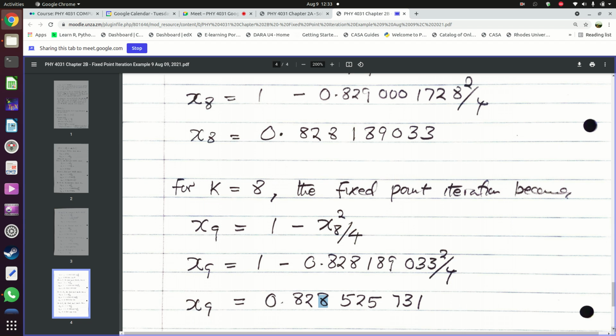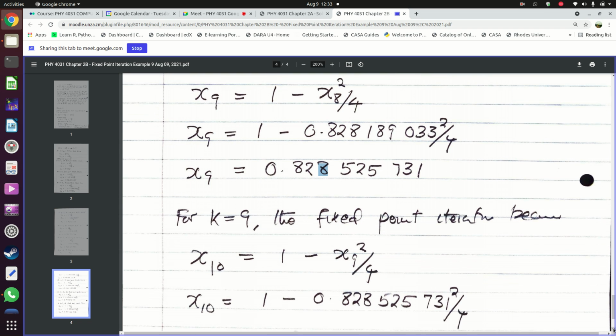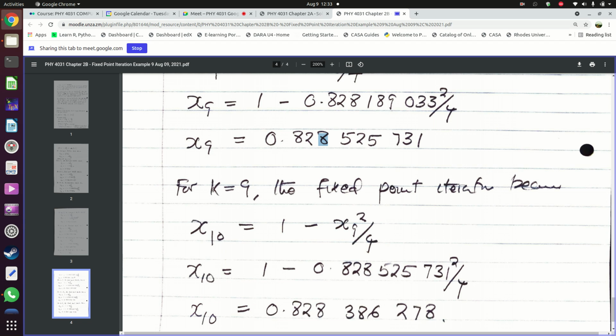Then we move on for k equals 9. So your iteration formula becomes x10 is equal to (1 minus x9 squared) divided by 4. If you do that, you end up with x10 being (1 minus 0.828525713 squared) divided by 4. So you end up with x10 equal to 0.828386278. What you see here is that the first 3 digits after the decimal place are now fixed in place. So we have a very good idea of where this fixed point is.